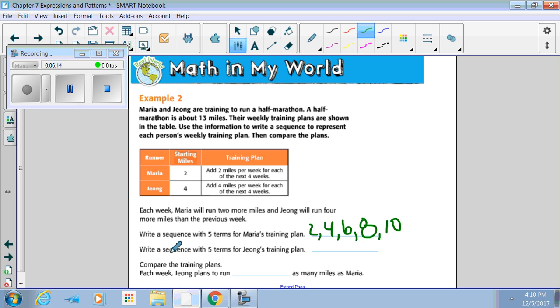I now see that I need to do the same thing, write a sequence with 5 terms for Jang's training plan. Well, he's starting at 4, and he's adding 4 miles per week. So I need to add 4. So 4 plus 4 is 8. 8 plus 4 is 12. And 12 plus 4 is 16. And again, I need 5 terms, and here I have 1, 2, 3, 4. So 1 more, 16 plus 4 is 20.